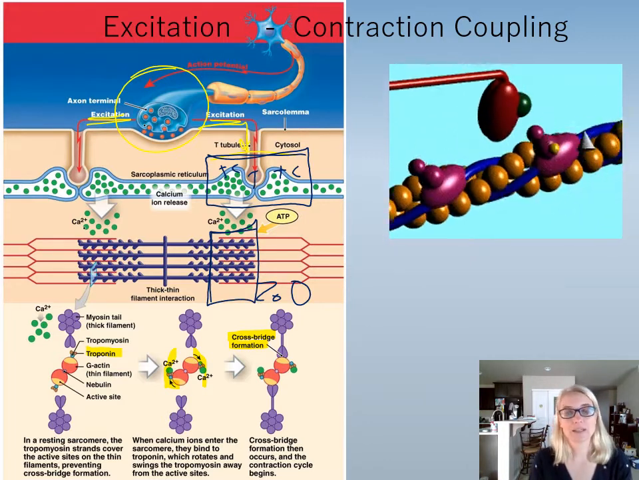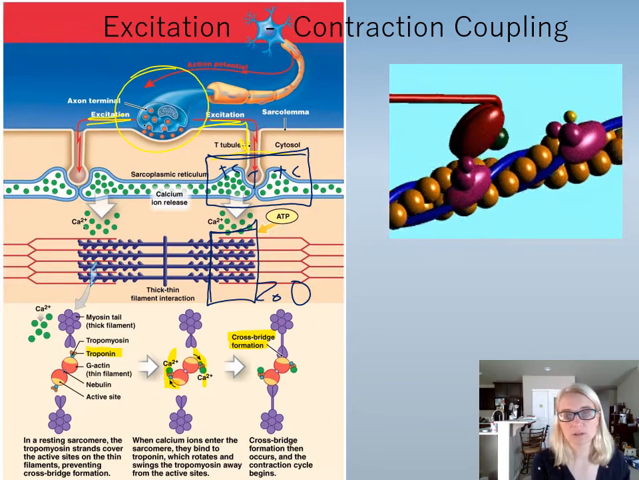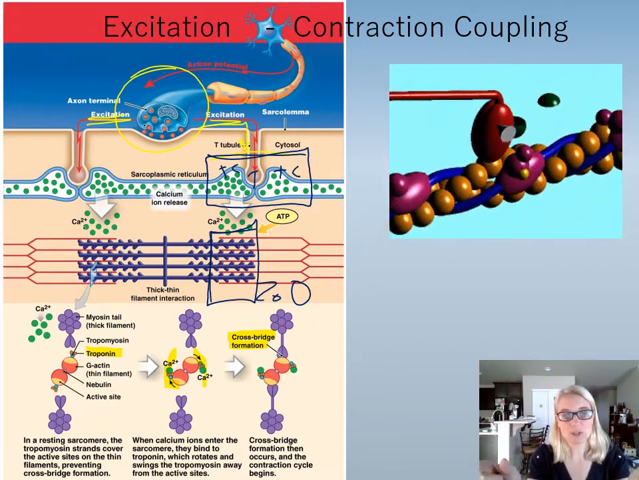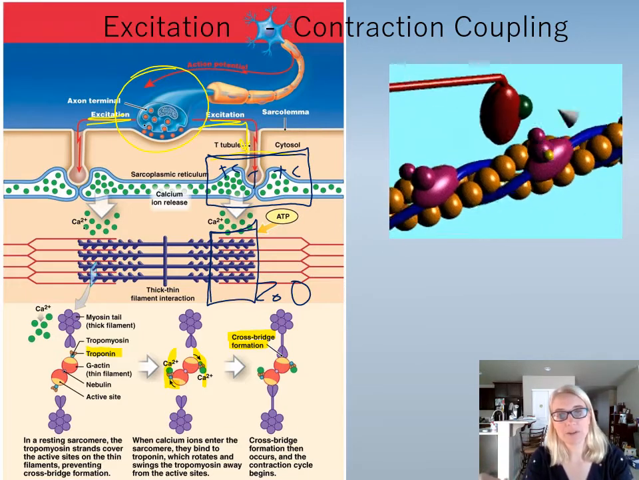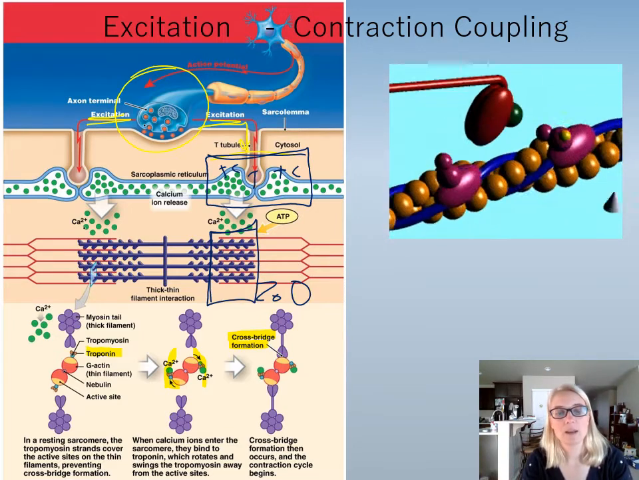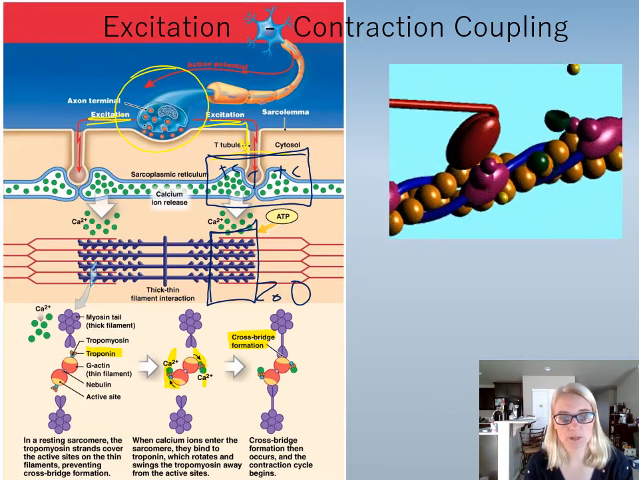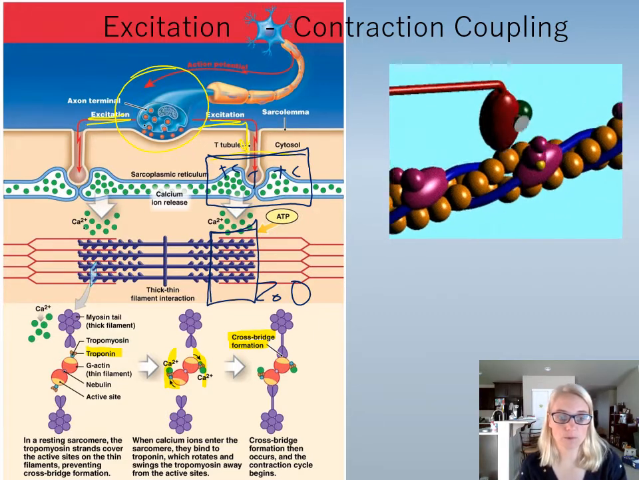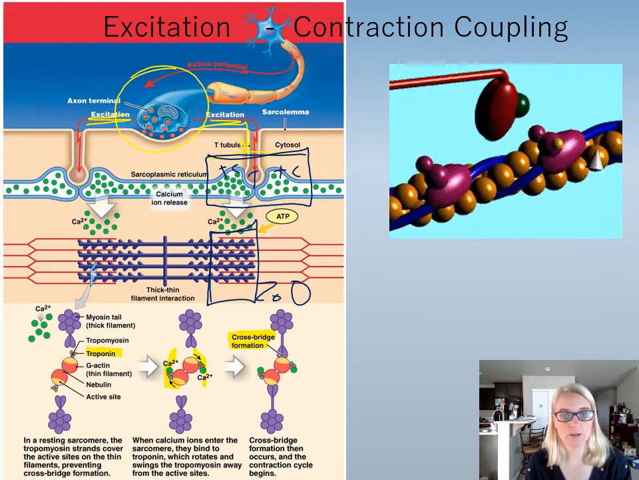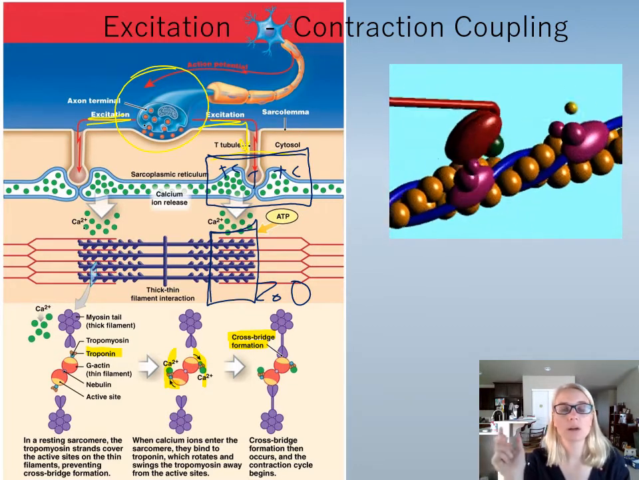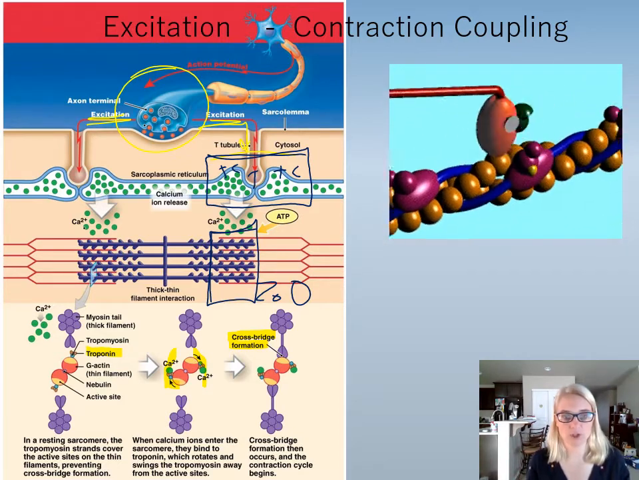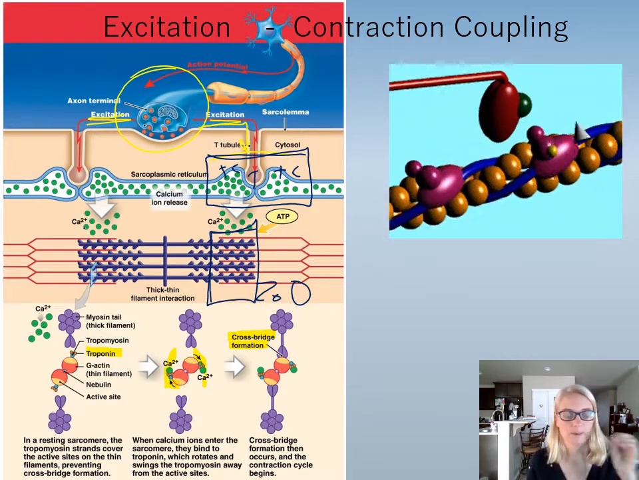So we get excitation at the neuromuscular junction, that was in the previous slide. That excitation action potential runs down the T-tubules, causing the release of calcium out of the terminal cisternae. Calcium floods the zone of overlap, binds to the troponin, causes the tropomyosin to move out of the way. Once the tropomyosin moves out of the way, the active site is available. Myosin head reaches up and grabs, and now we have a cross bridge formation. So this is all the coupling part, okay?